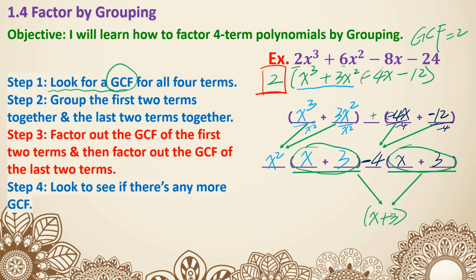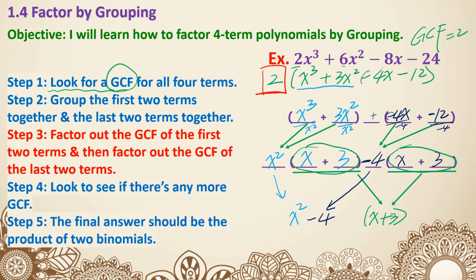Okay, then let's see what we have left if we take out that x plus 3 right there. In the front, if we take away the x plus 3, we have x squared left. That x squared is going to come down. In the back, if we take away that x plus 3, we have this negative 4 left. So minus 4. In that case, the final answer should be the product of two binomials.